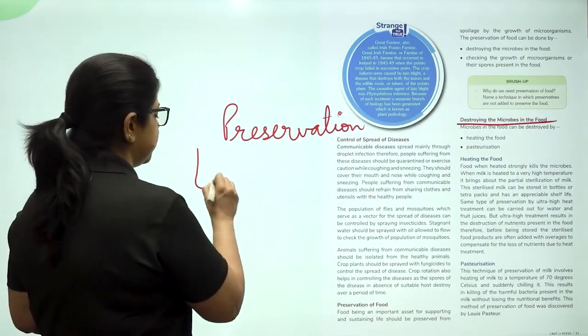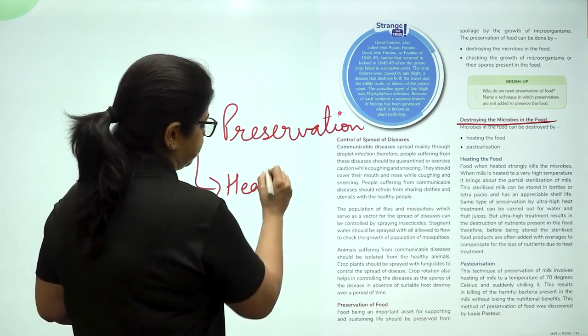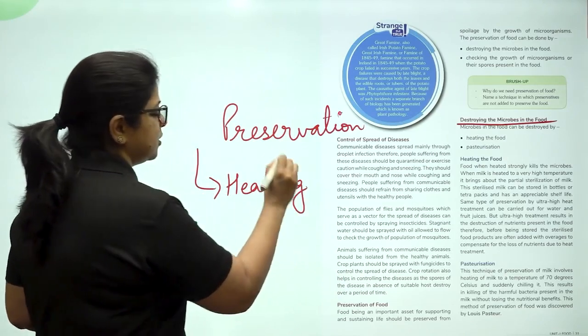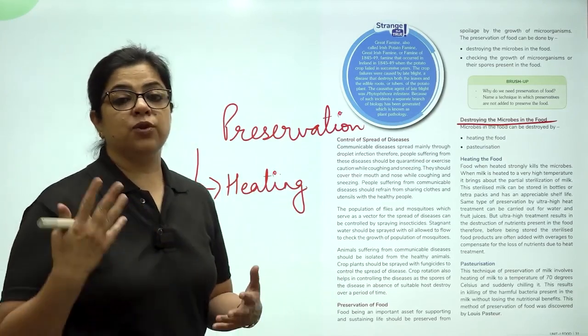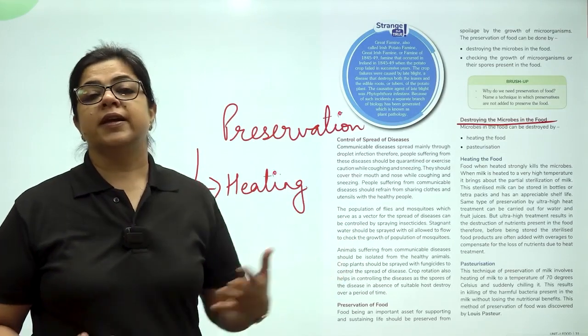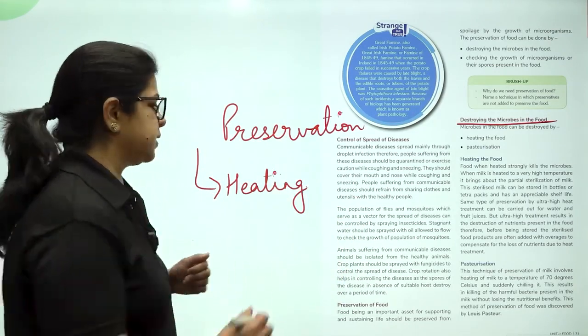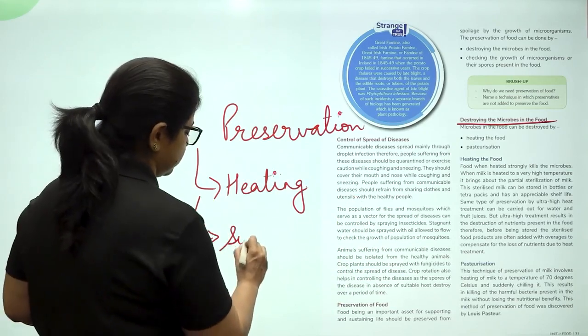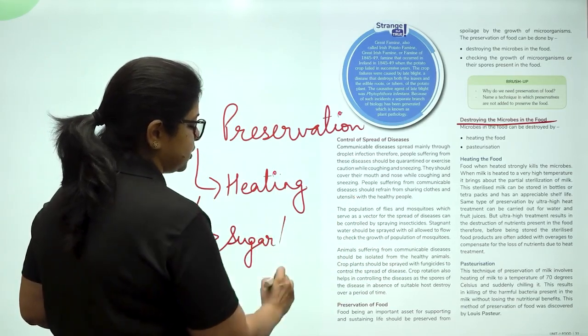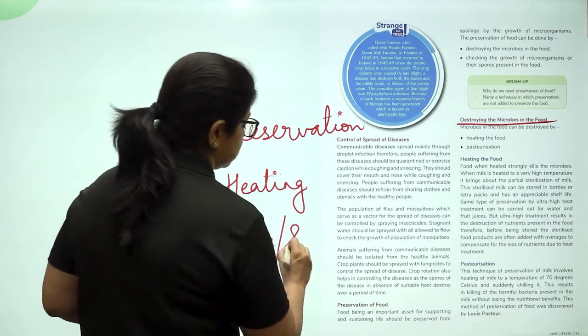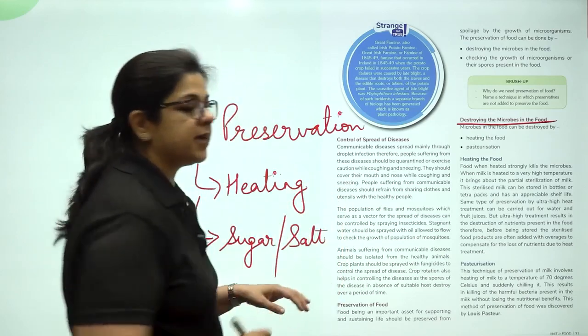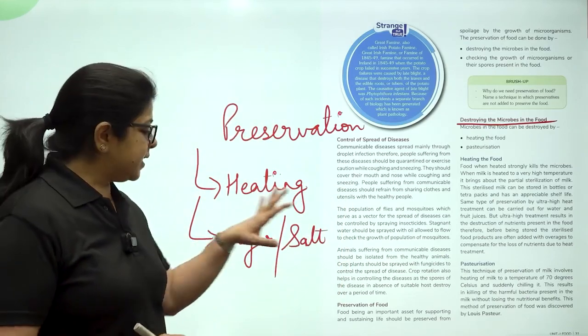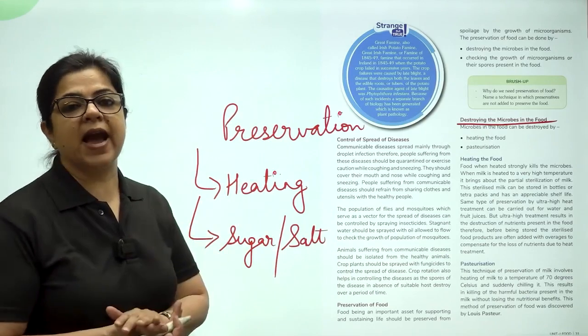There are two major ways in which we can do it. First is heating. So, when you boil food or when you cook food, you destroy these microorganisms. The second is either increasing the sugar, as in case of jams, or increasing the salt, as in case of pickle. And these foods can then be canned.